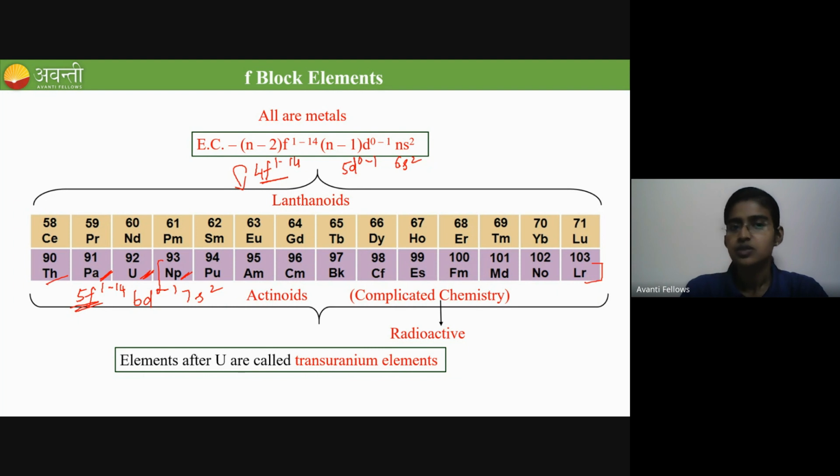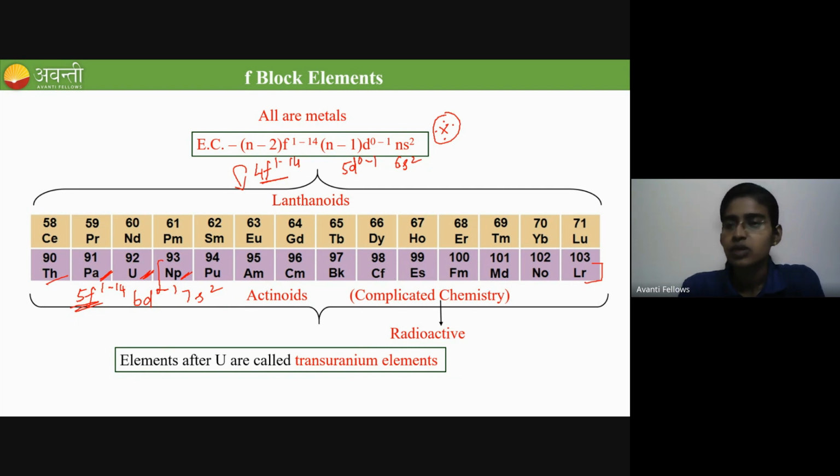Okay, so that's all about the f block also. You just need to keep in mind the electronic configuration of f block, which is very important. And the two series are called lanthanoids and actinoids. And the elements present after uranium are called trans-uranium elements. And the study of chemistry is very difficult for actinoids because they are radioactive. That's all. So these are the points you are going to keep in mind for f block. So is it clear? Any doubt from f block?